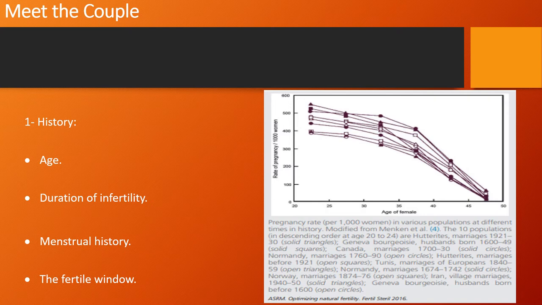The other thing, the fertile window, which every couple must understand. Fertile window for counseling purposes: the fertile window is best defined as the 6 day interval ending on the day of ovulation. Intercourse is most likely to result in pregnancy when it occurs within the 3 day interval ending on the day of ovulation.